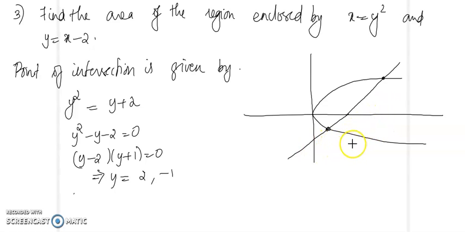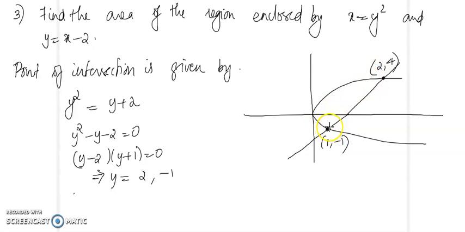So when y is equal to 2, x will be 4. And when y is equal to minus 1, x will be 1. So this will be the point (1, -1).